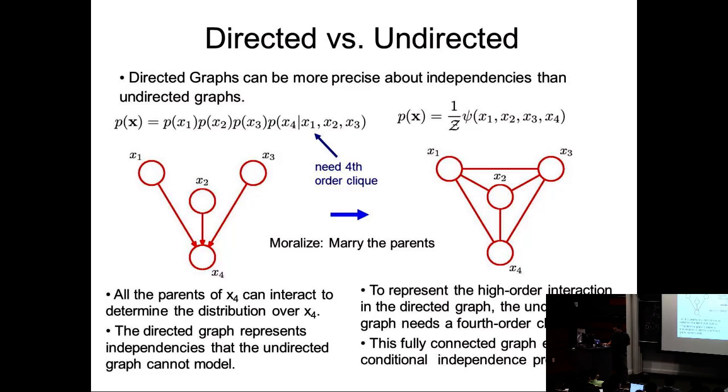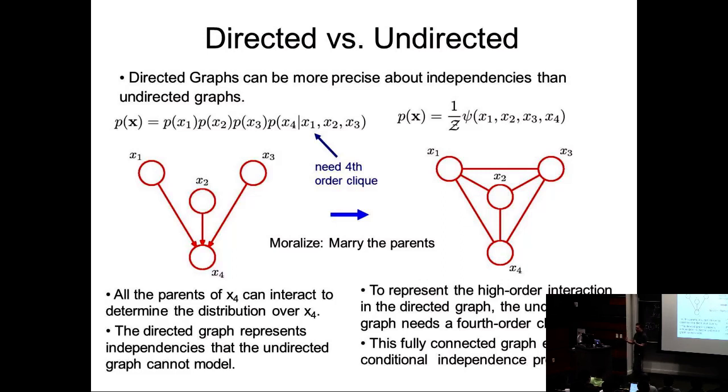Here all the parents of x4 can interact to determine the distribution of x4. So the directed graph represents independencies that the undirected graph cannot model. And again, to represent the high order interaction between these 4 variables, you have to create this 4th order clique. And the fully connected graph says there are no conditional independence properties.